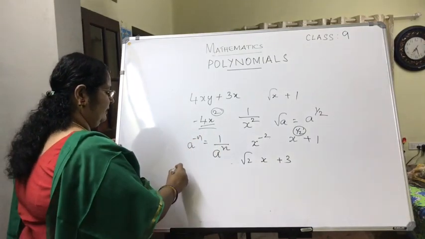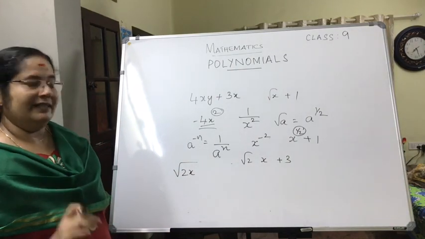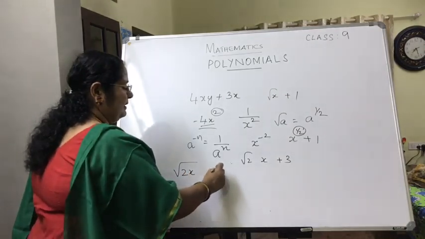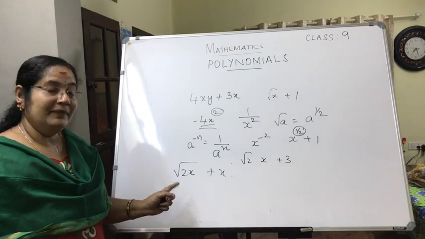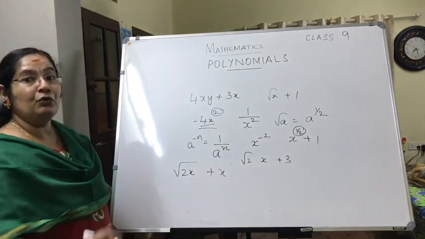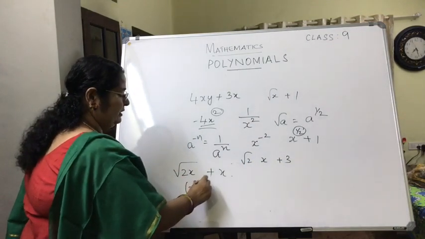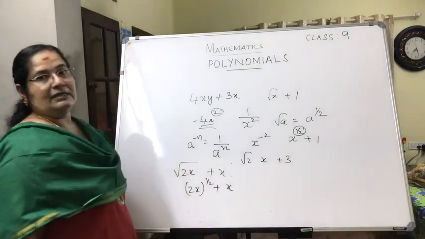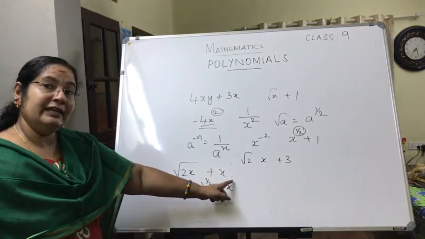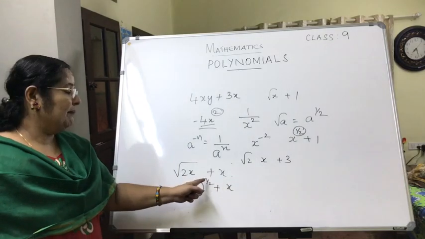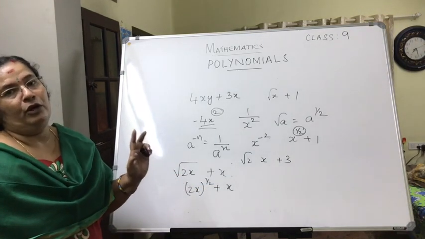Suppose it is given, say, root of 2x, the whole root, the root is over 2 and x, plus x. Will this be a polynomial? This will not be a polynomial. Why? The whole root, the root of 2x, using this form, will be 2x the whole raised to 1 by 2, plus x. So here the power is a fraction. Even though the power over here is a whole number, the power here is a fraction. So taking together, it is not a polynomial.